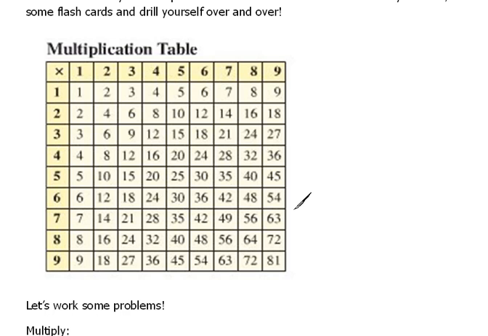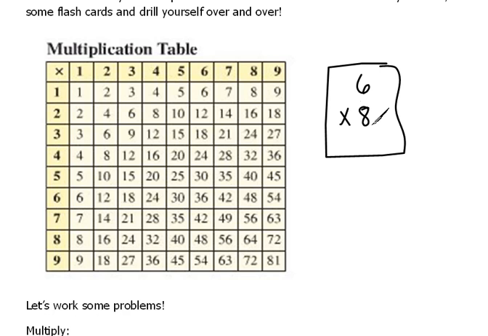But go and pick up a set of multiplication flashcards, or just make your own. You could take a 3x5 card or something and write your multiplication facts on it. On one side, write 6 times 8, and then on the back side of it, write 48, and just drill yourself backwards and forwards until you absolutely know these facts with no problem.